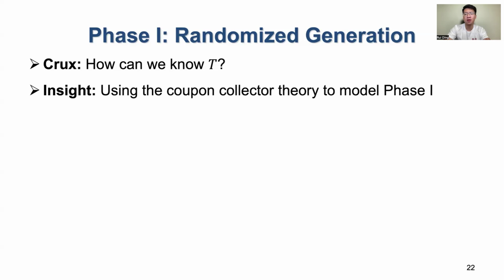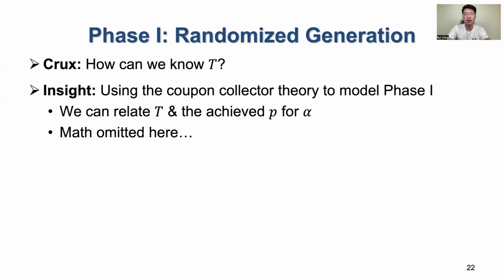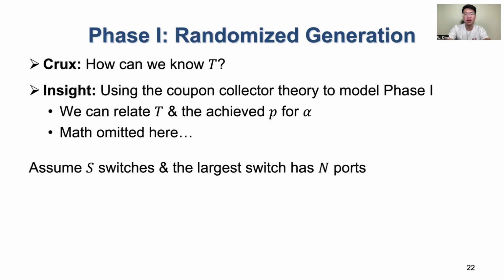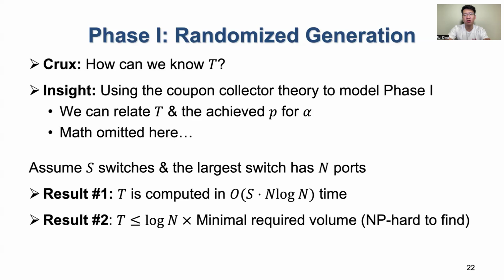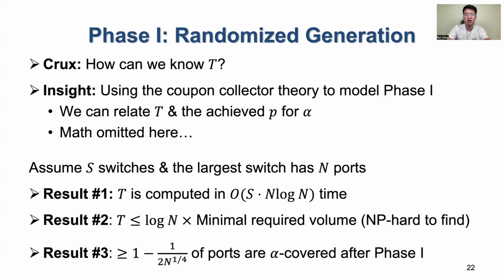Here's the insight. We can model phase 1 using the coupon collector theory. It allows us to relate T and the achieved P for any given alpha. Assume there are S switches in the network and the largest switch has M ports. We have three key results. First, we can efficiently determine the value of T. Next, our T will not be much larger than the optimal volume, which is NP-hard to find. Finally, a vast majority of ports are sufficiently covered in phase 1.